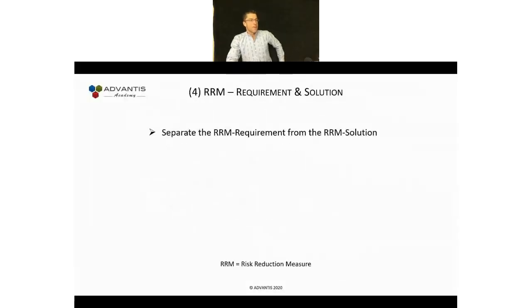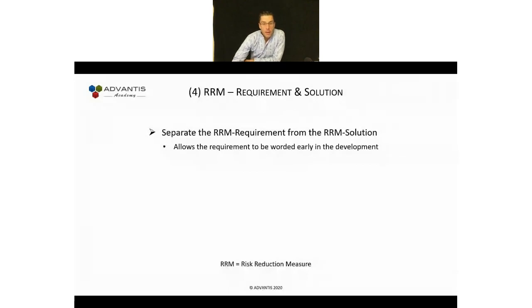This is item 4. So separate the risk reduction requirement from the solution. As I said, it allows the requirement to be worded early in the development. Very important. It's considered a closed loop assessment. So basically, like in Advantis, we throw an exclamation mark if you don't have a solution there. So you need to go back to your initial risk assessment that you did at the beginning of your development and make sure you have a solution for all these risks.